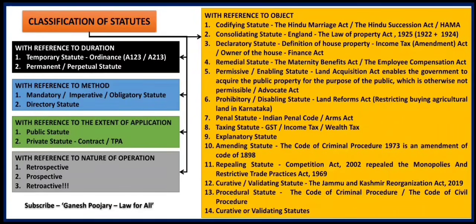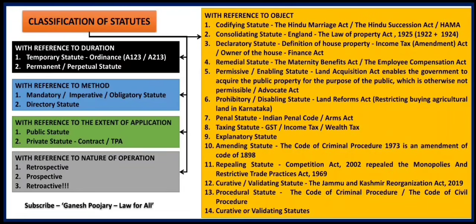The seventh one is very easy, which are penal statutes, which are basically about giving punishment. For example, the Indian Penal Code or the Arms Act, where we are discussing too much about punishment, and these are known as penal statutes. The eighth one are taxing statutes: GST, income tax, wealth tax, gift tax, whatsoever tax. These are known as taxing statutes. The ninth one are explanatory statutes. I forgot to put an example there. The General Clauses Act, which gives a lot of explanation. These kinds of acts are known as explanatory statutes.